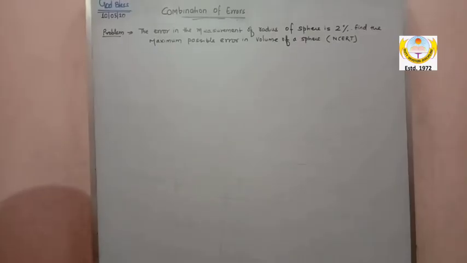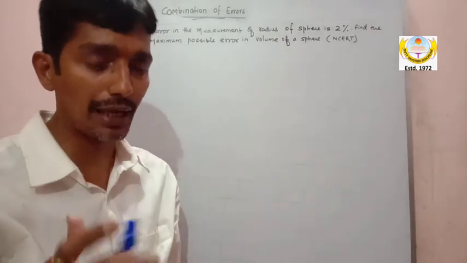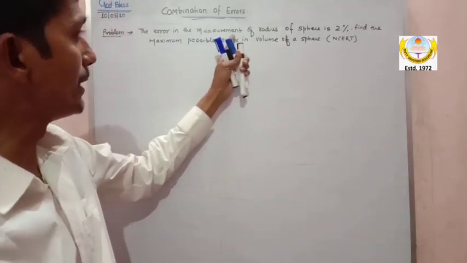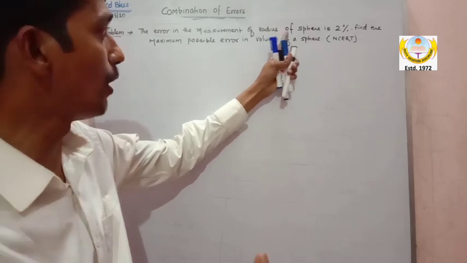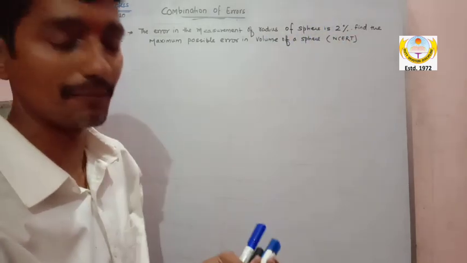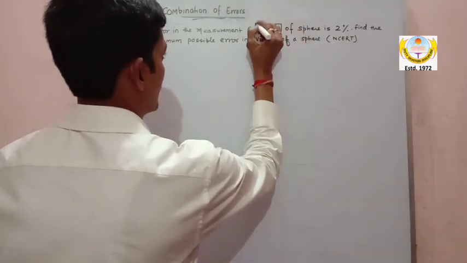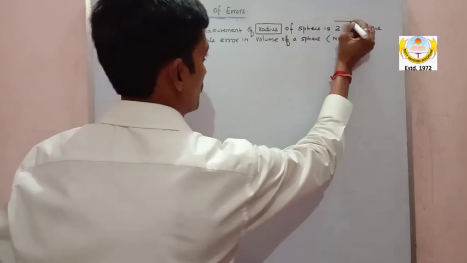Now look at the next sum. There is a variety of sums, and you should please try to reconnect yourself according to the question given. Now look here. The error in the measurement of radius, denoted by R, of a sphere is 2%. Why do you look at it? They have given the measurement of radius is 2%. Radius is taken as R, is 2%.